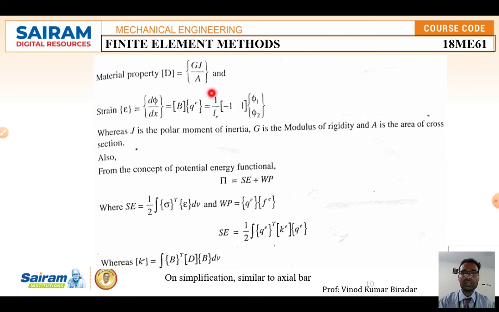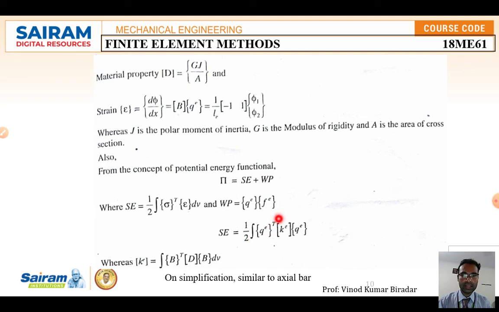Now, after calculating this, from the concept of the potential energy function, the potential energy function is equal to the sum of strain energy plus work potential. Strain energy is nothing but the stored energy, and work potential is due to external force. The strain energy for the given torsion beam is half of the integration of stress into strain dV, and the work potential is due to external force, displacement and force. After simplification, we get strain energy equal to half of the integration of Q transpose, just write here, where K is the stiffness matrix and stress is equal to K e Q e.